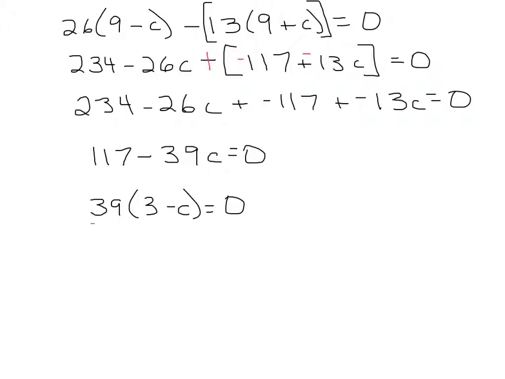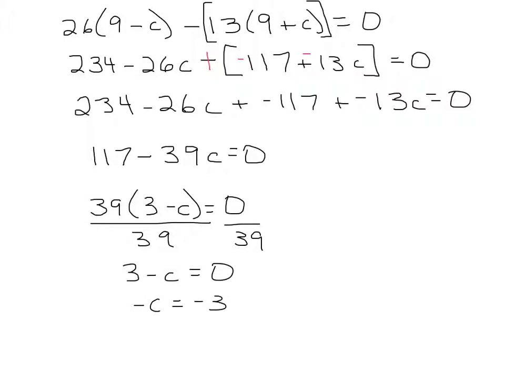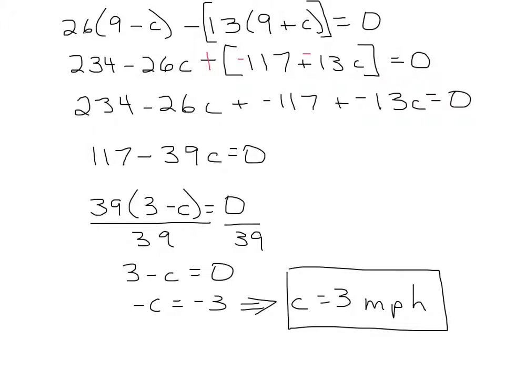So we divide by 39, and we get 3 minus c equals 0. Negative c equals negative 3, and divide by negative 1, and you get c equals 3. So the current is 3 miles per hour, and it is not one of our disallowed values, so that is in fact the answer.